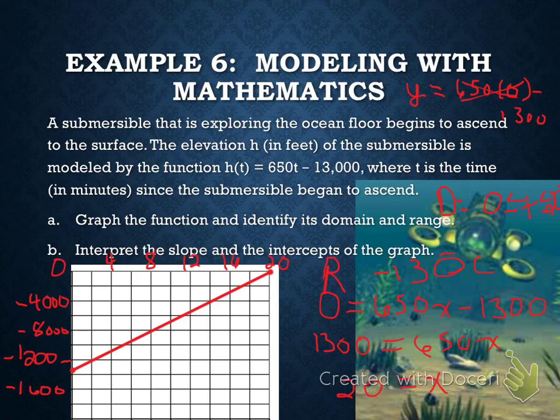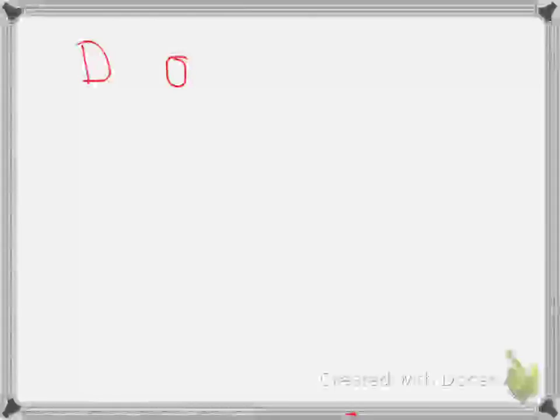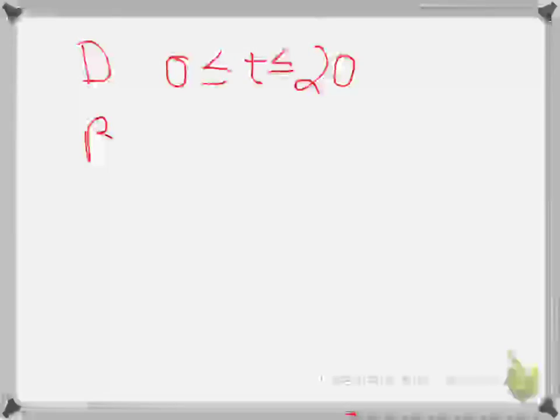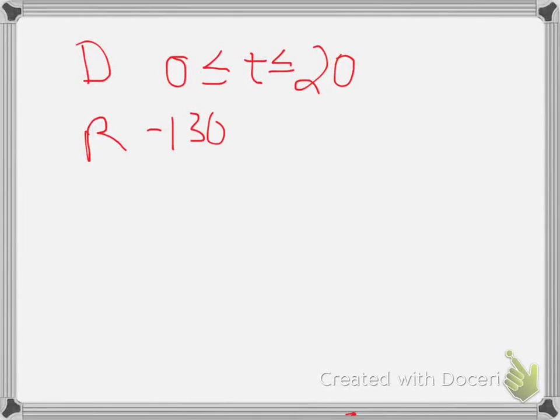Sorry, this is kind of writing everywhere. It's not very much room. Well, here, I'll just put it on another screen. So you're going to have the domain is going to be, like we said, from 0 to 20. And the range is going to be negative 1300 less than or equal to h, which is less than or equal to 0.